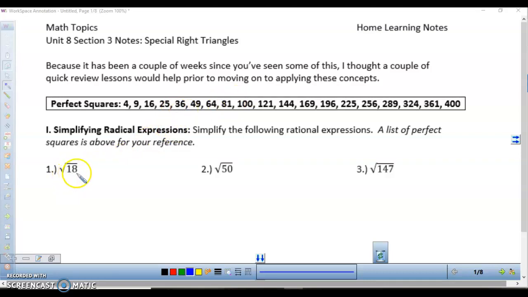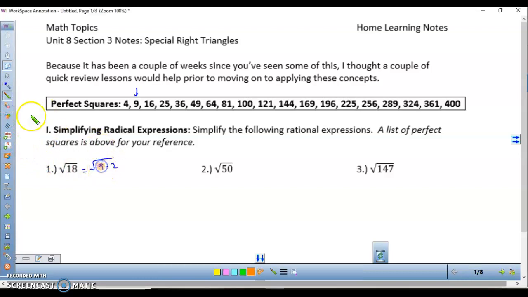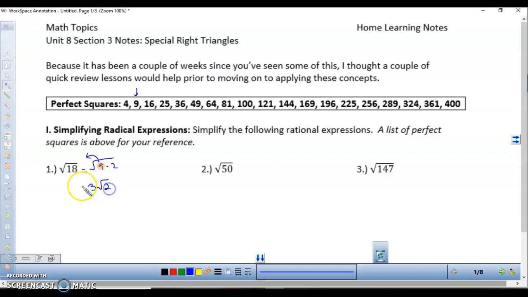So the first one is square root 18. Well, I know that 18 has a factor that's in this list, and that factor is 9. 18 is the same thing as 9 times 2. Because 9 is a perfect square, I can take its square root, and the square root of 9 is 3. So this 9 comes out and becomes a 3, and all that's left inside is the 2. That, my friends, is how we simplify a radical expression.